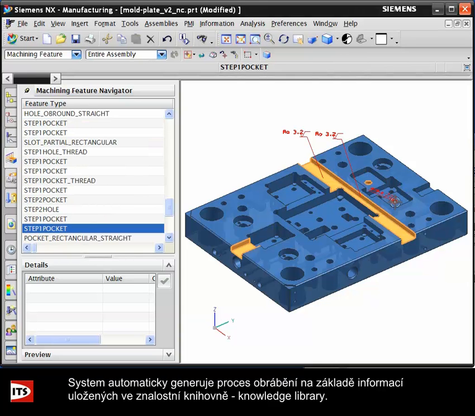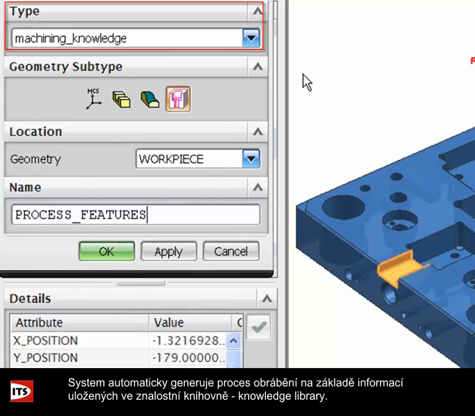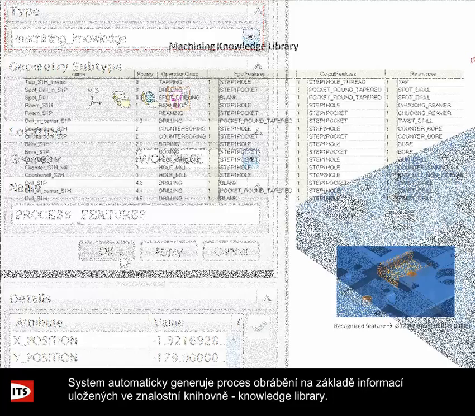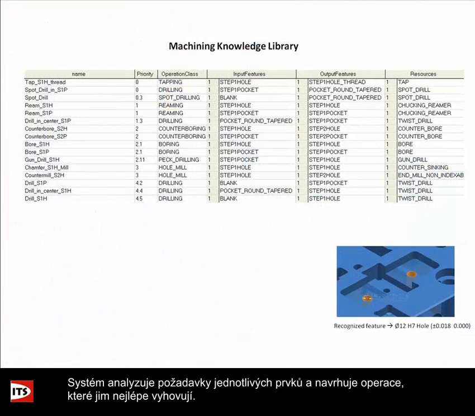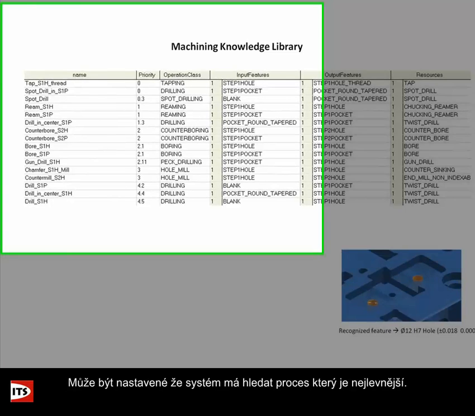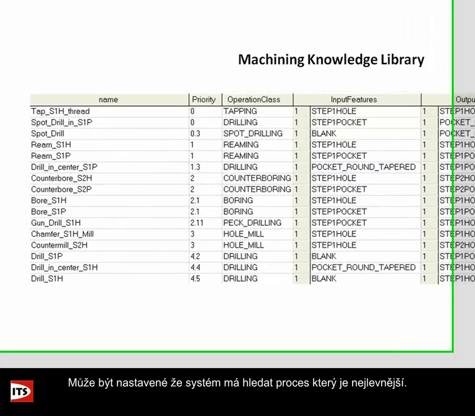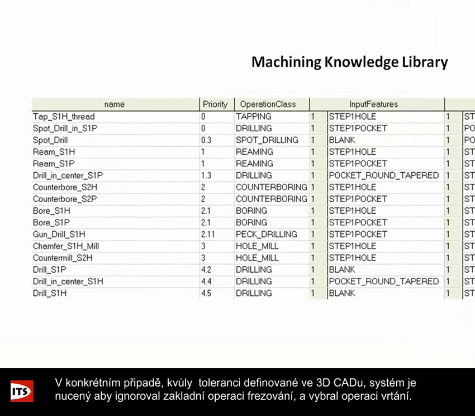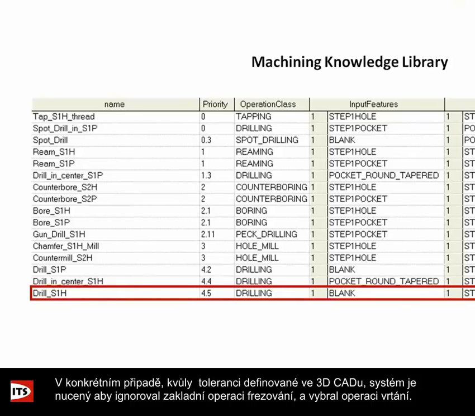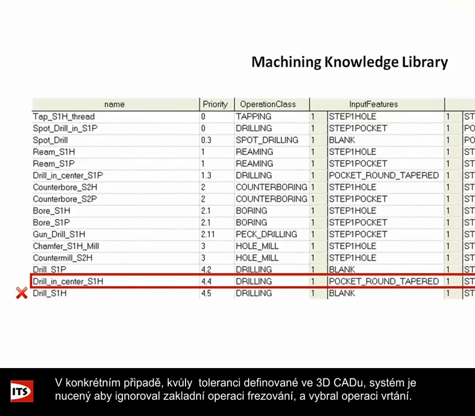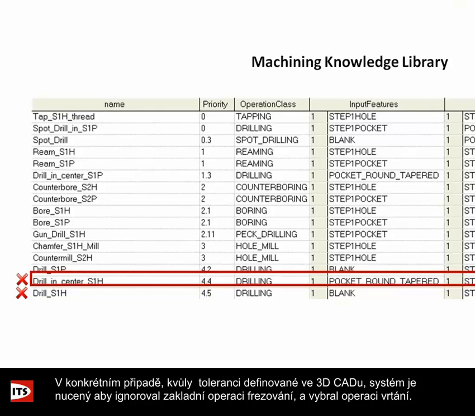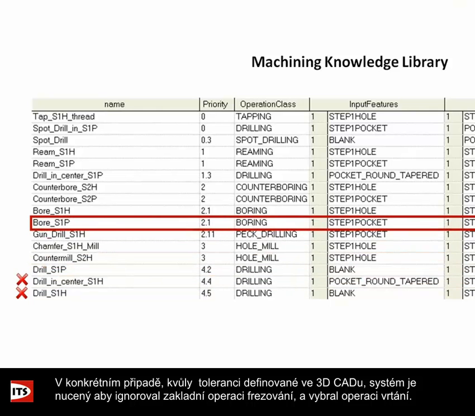The system automatically builds the machining process from information maintained in the Machining Knowledge Library. The system considers requirements of this feature and tries to select the operations that are the best fit. It can be set to meet objectives, such as finding the least expensive processes. In this case, the tolerance requirements for this feature that were read from the 3D model force the system to ignore the basic drilling options and select a boring operation.